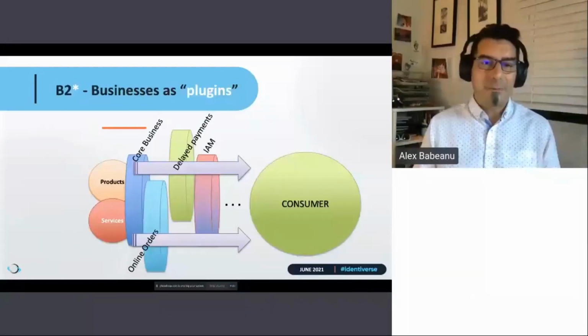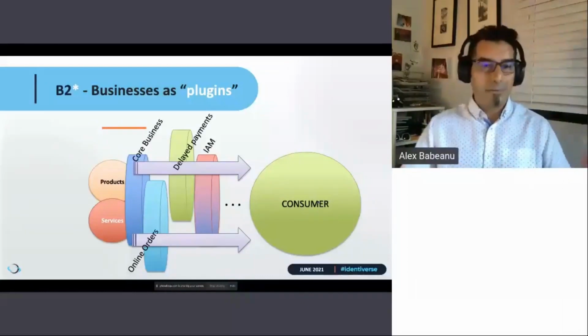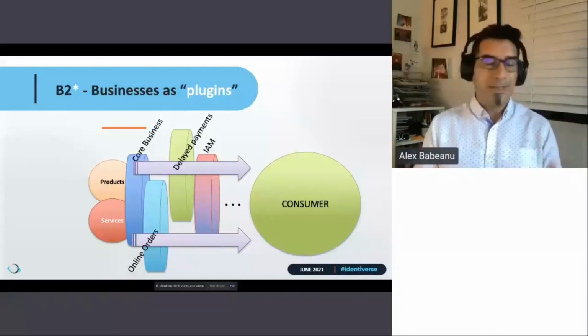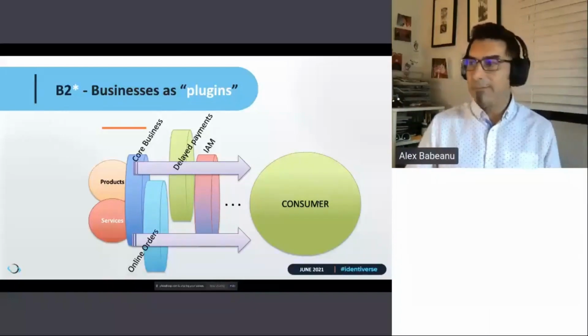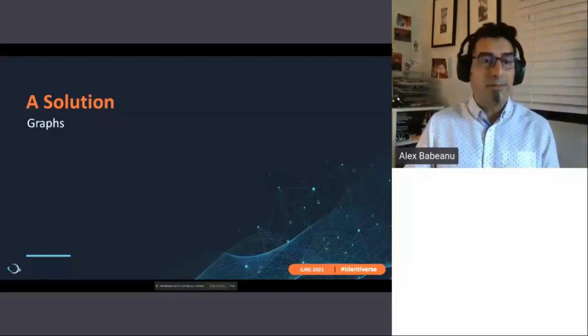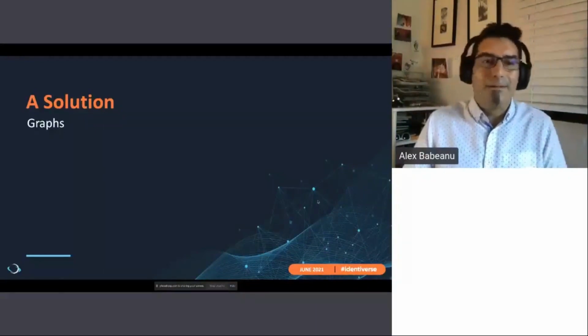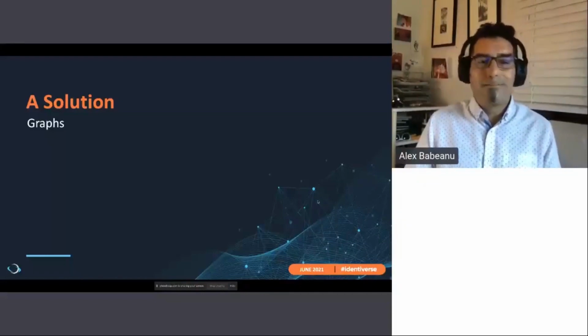So again, this is the problem we're trying to solve. Imagine you have not 4, but hundreds of plugins like this, with millions of users, millions of products. It's really hard to scale this with the current tools we have. A solution that I would like to propose, and we've been advocating it for some time, if you've seen other of my sessions, is graph.